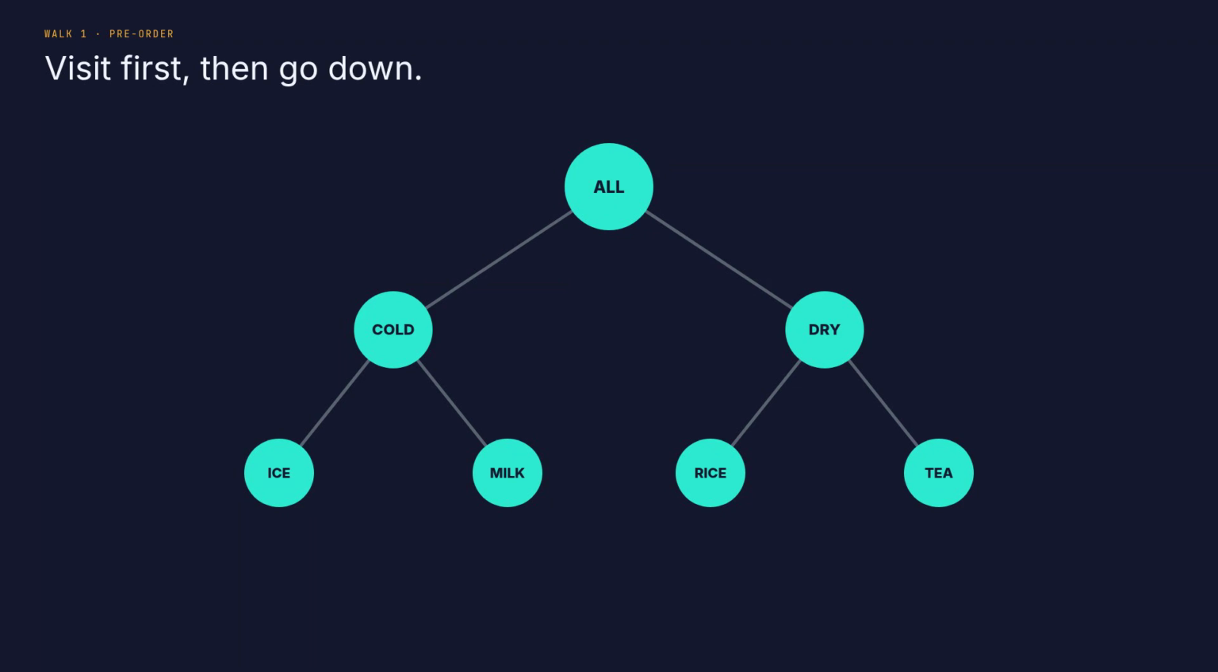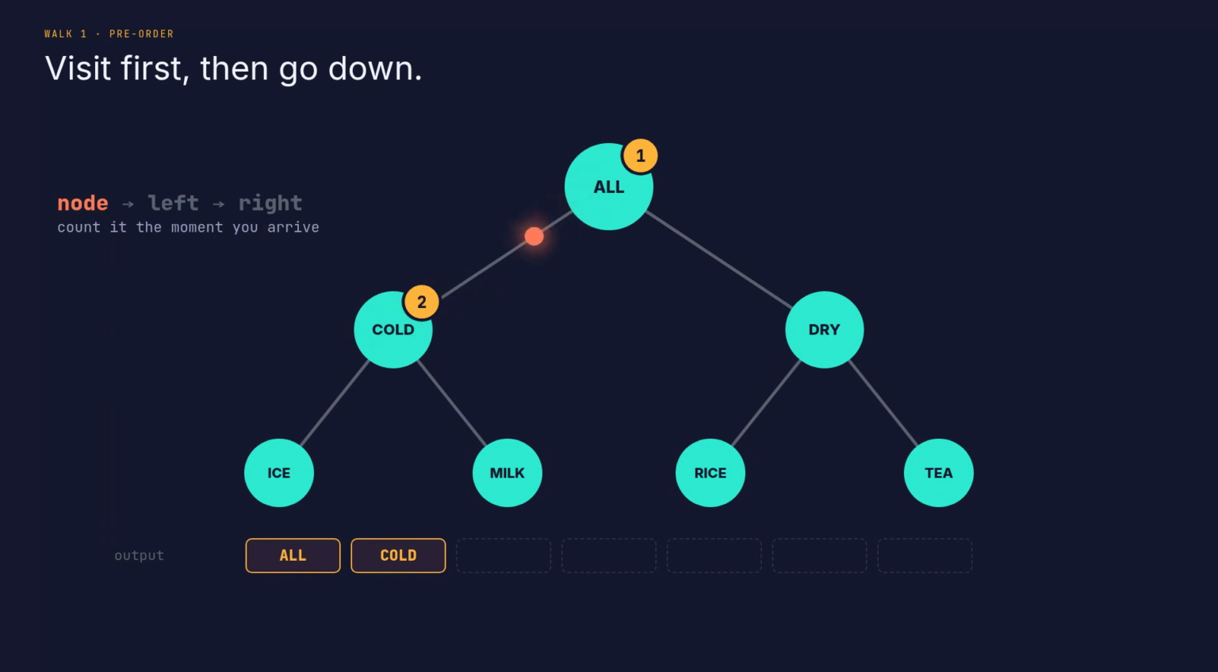So walk number 1, preorder, and the rule is simple. Visit the bin you are standing on first, then go left, then go right. So we start at the root and visit it straight away. That is 1. Now we go left. Cold storage. 2. And keep going left as far as it goes. Ice. 3. There is nothing further left, so we take the right instead. Milk. 4. Now the whole cold branch is finished, so we back up to the root and finally go right.